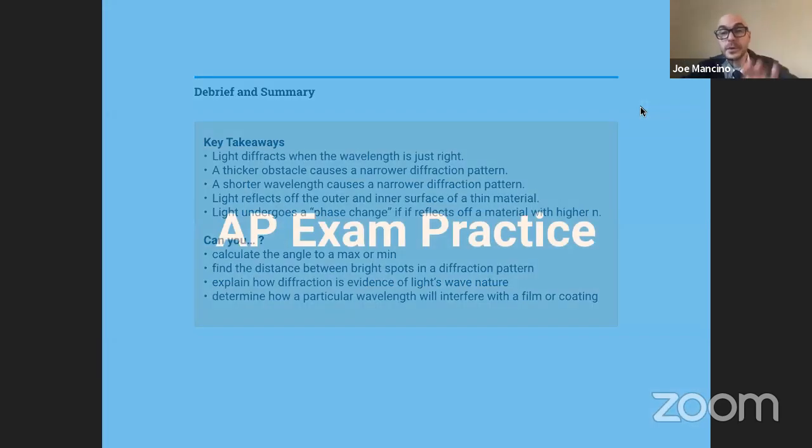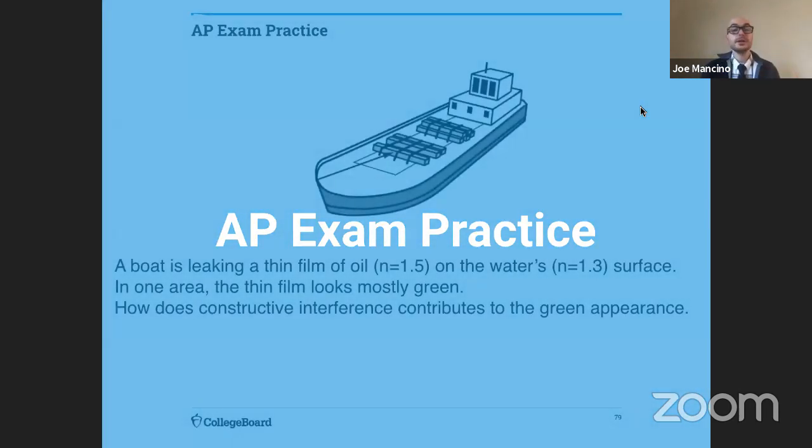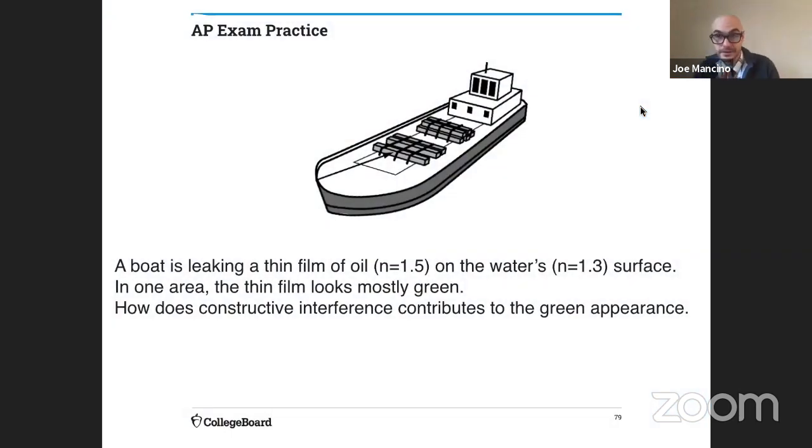Okay, some quick AP exam practice. One question we're going to leave you with, and we'll take this one on first thing tomorrow. So grab a screenshot of this. It's coming back tomorrow. A boat is leaking a thin film of oil of n equals 1.5 on some water where n equals 1.3. In one area, looking at it, it looks kind of green. Oil's not green, but it looks green. So specifically, how does constructive interference contribute to the green appearance of that water?